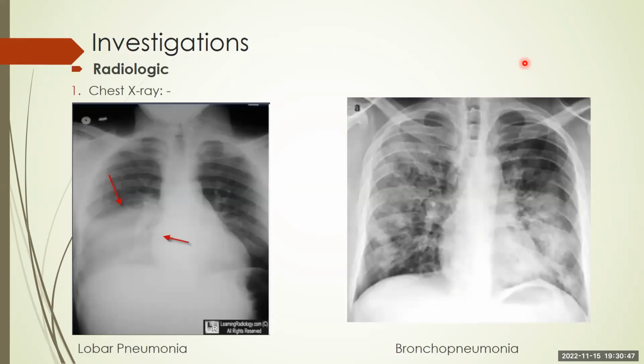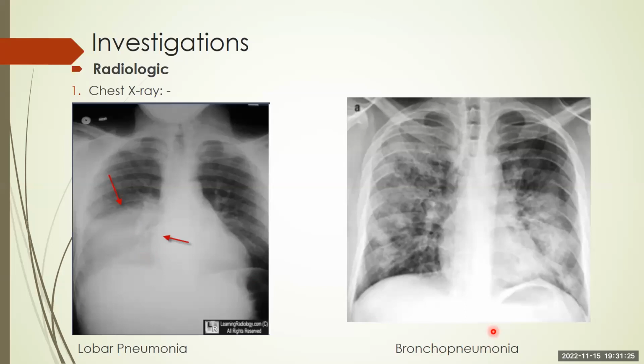For the investigations, you can either do radiological investigations or laboratory investigations. On a radiological, we can do chest X-ray. For the chest X-ray on our left, it is a right lower lobe pneumonia. We can see that there is a homogeneous consolidation and a sharply marginated fissure. This makes it the lower lobe, whereby there's consolidation, and that's the lower lobe pneumonia.